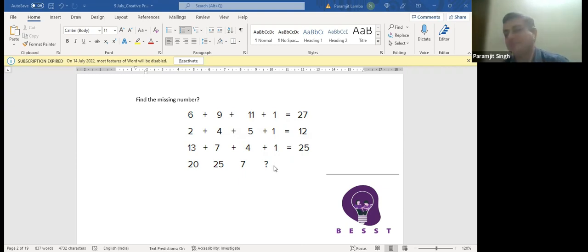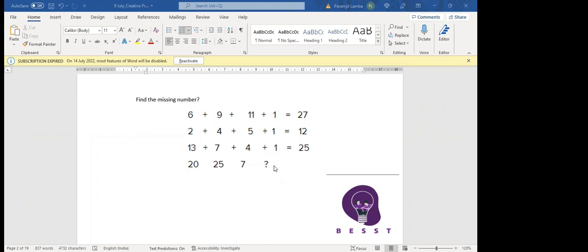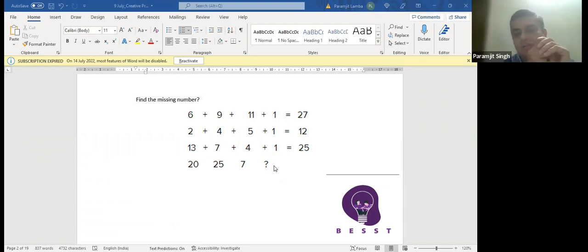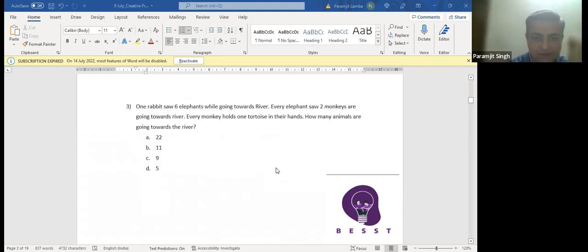Fantastic, Falguni, you're absolutely right. Bang on. That is the correct answer. Could you explain it to everyone? Yes, sir. The trend is that the fourth digit is always 1. So we'll add all the numbers: 20 plus 25 plus 7 plus 1, that would be 53. Very good. Simple and absolutely correct. Everyone has understood? Moving on to the next question.